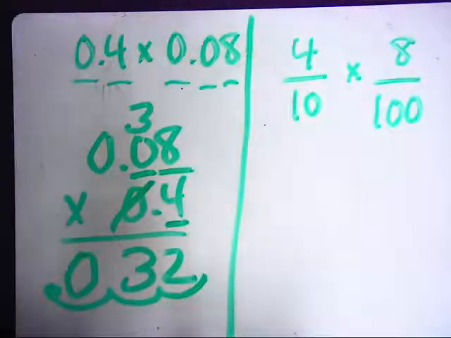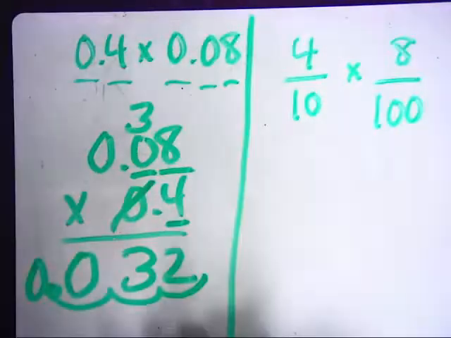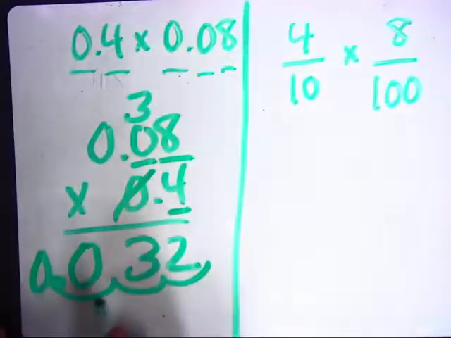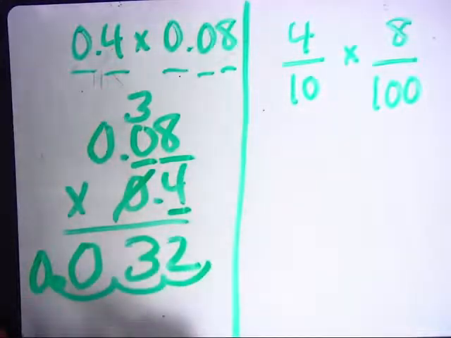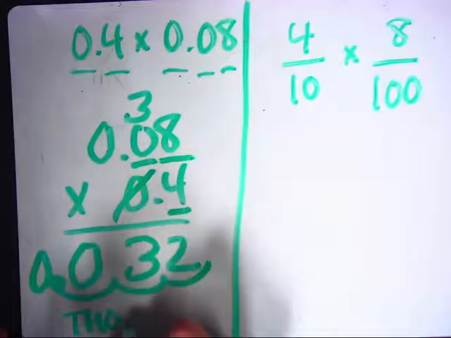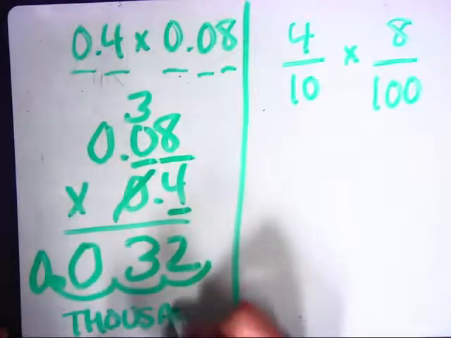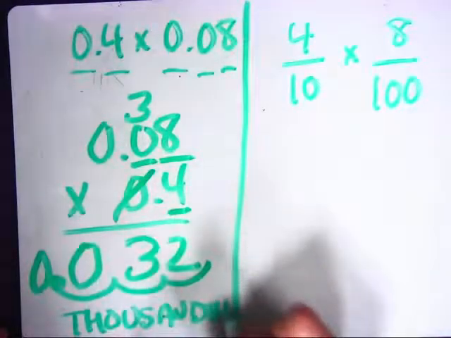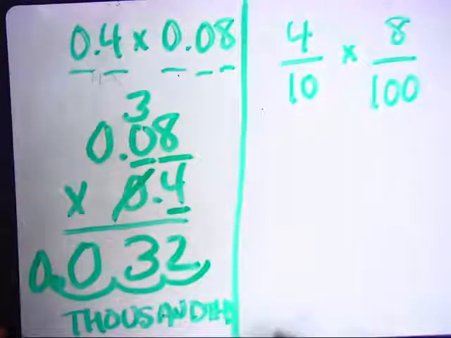So that number, we would call that 0 and 32 thousandths, right? So 32 thousandths is our answer as a decimal.